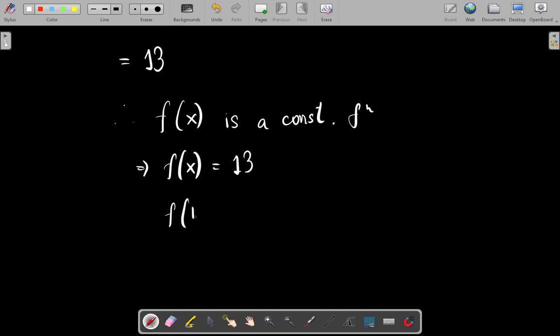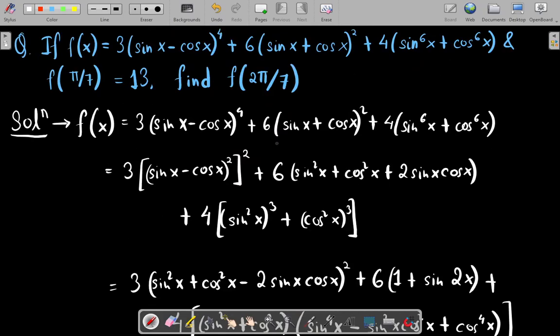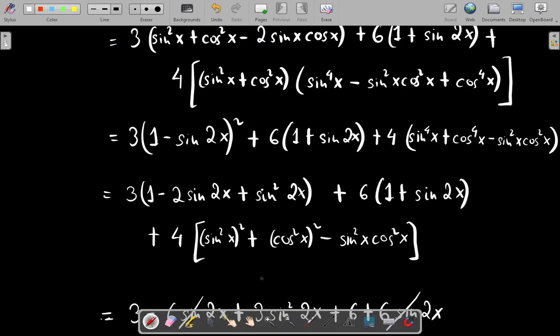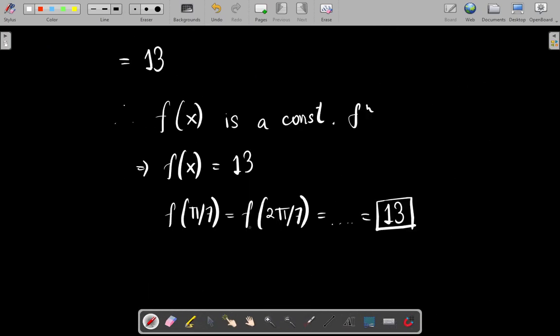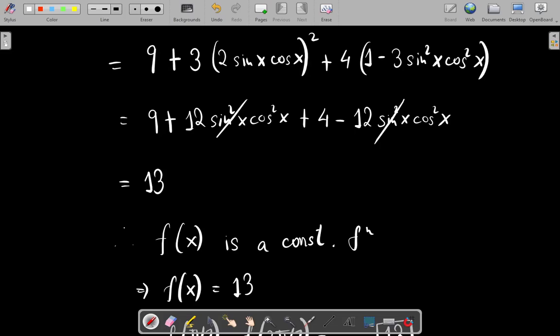So f(x) is 13 and we can substitute any real x here. The value will not change. So we have f of pi upon 7 is equal to f of 2 pi upon 7, and we can have any other values, and each of these values is equal to 13. So this is the required final answer. We were given f of pi upon 7 as 13, and we were asked to find the value at 2 pi upon 7. This will also be 13 since this is a constant function. So the graph will be parallel to the x-axis. So this is the required answer.